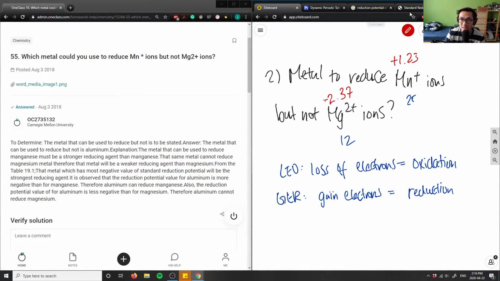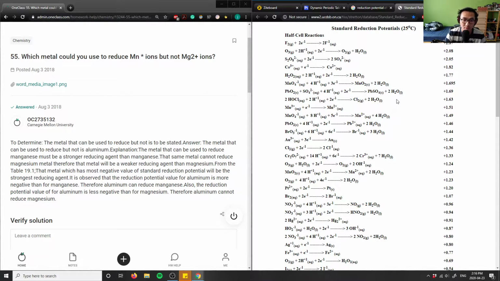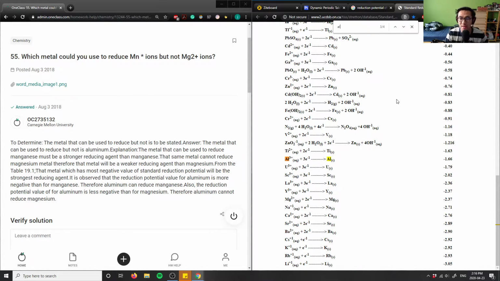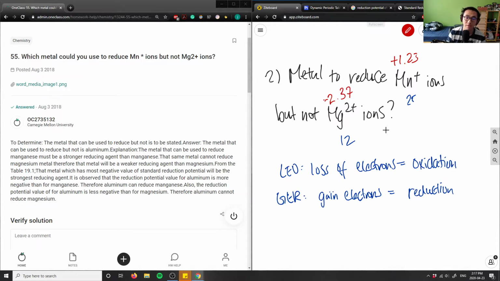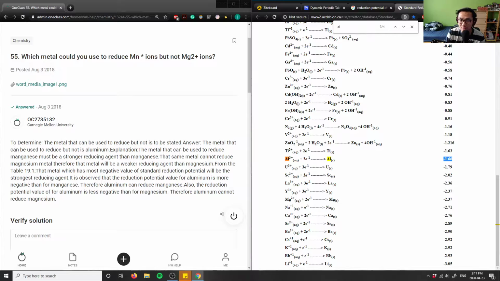So therefore, I have to pick a metal on this table. In this case, they picked aluminum. The reduction potential of aluminum is negative 1.66. Because aluminum's reduction potential is smaller than manganese's, it would actually reduce manganese, but it cannot reduce magnesium because magnesium has a lower reduction potential.